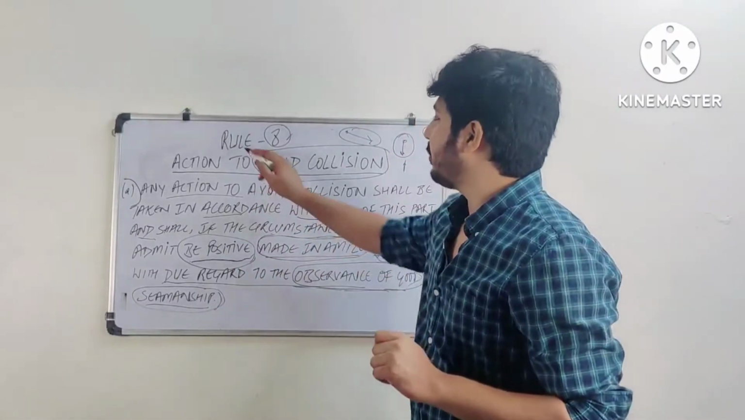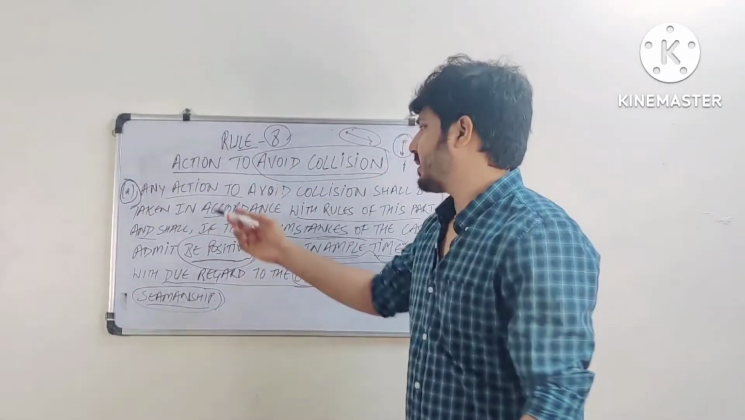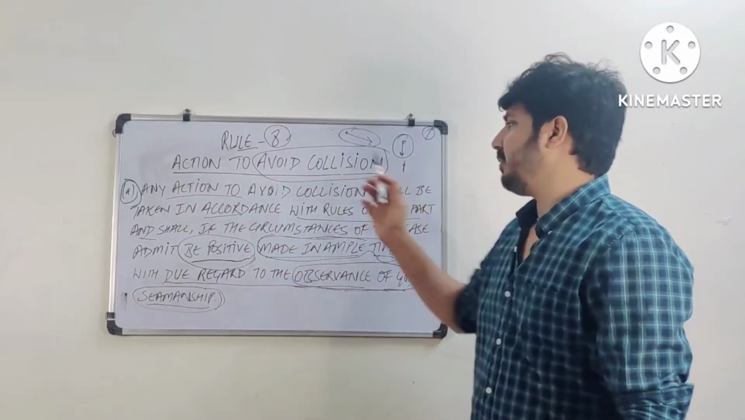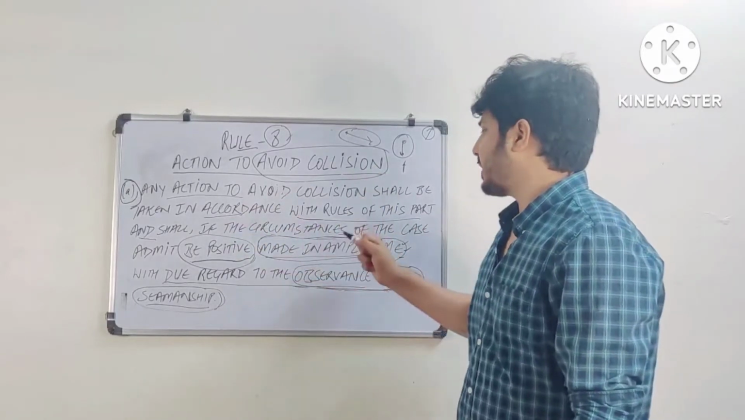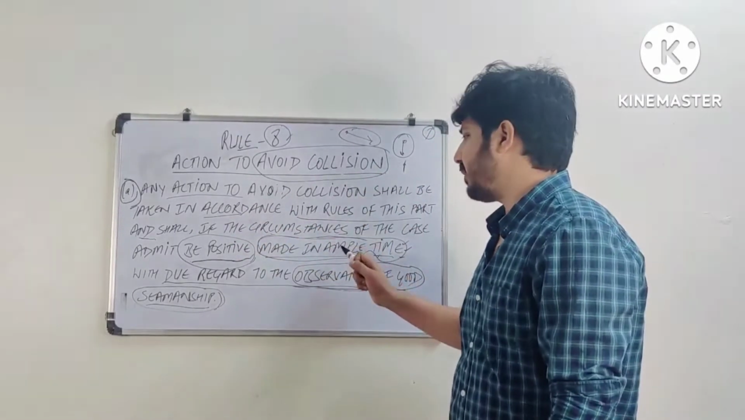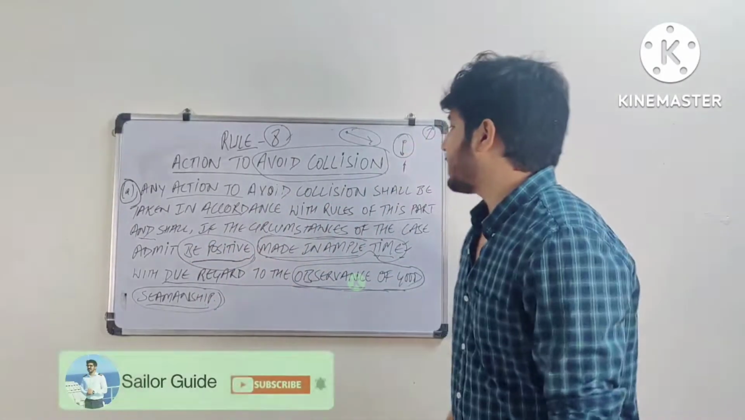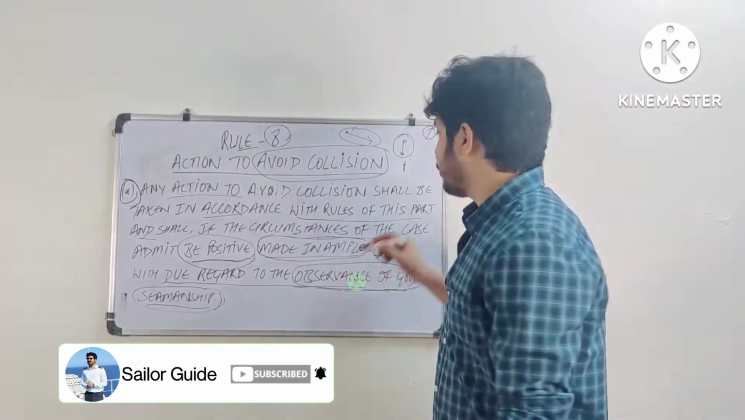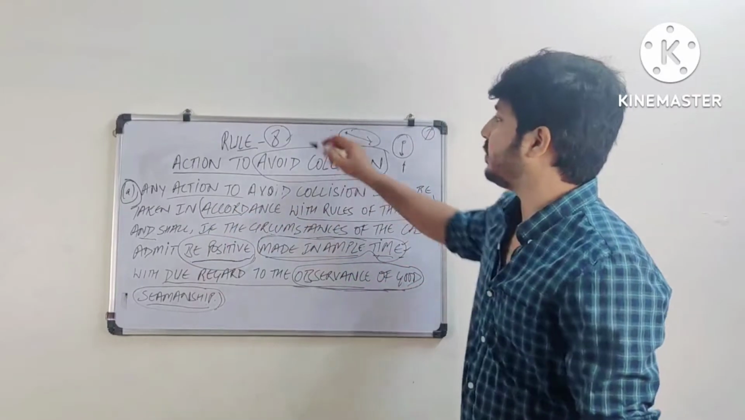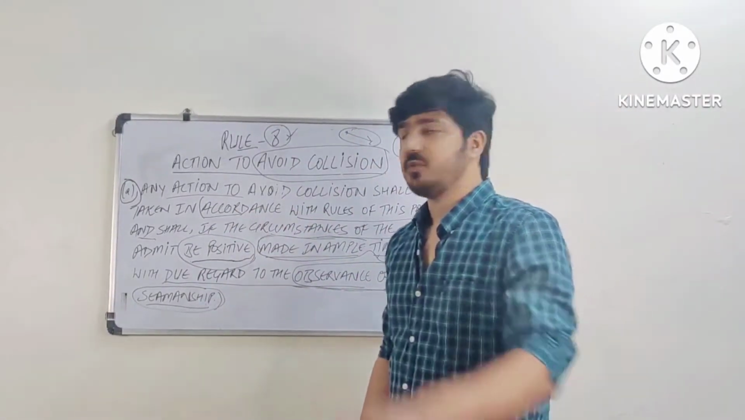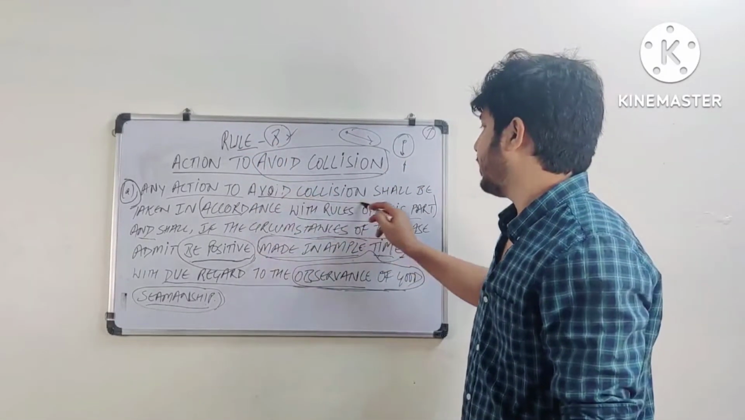Alright guys, so we are going to start with rule number 8, part A. It's very simple. Any action to avoid collision shall be taken in accordance with the rules of this part, and shall, if the circumstances of the case admit, be positive, made in ample time, with due regard to the observance of good seamanship. So basically what they are saying is, if you want to avoid the collision, it should be in accordance with the rules of this part, which means action to be taken as per rule number 8.